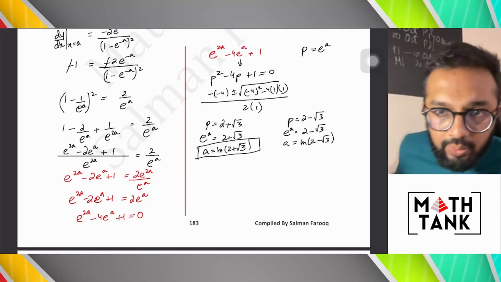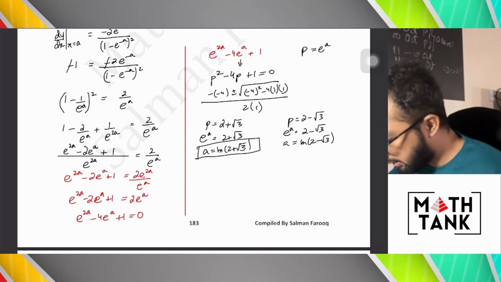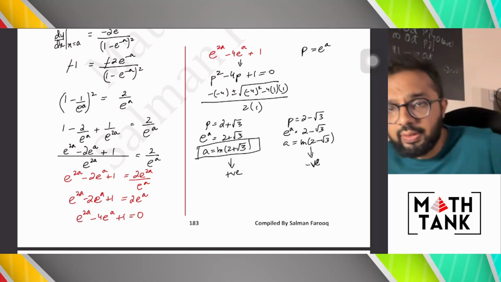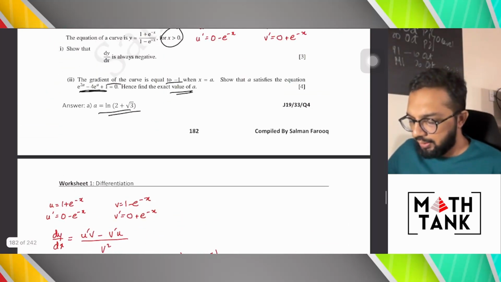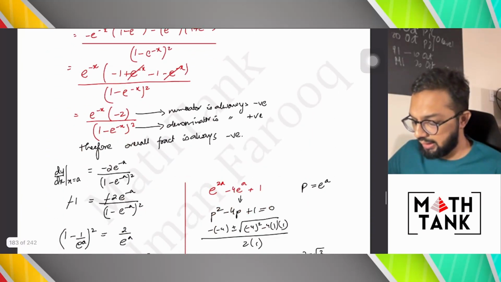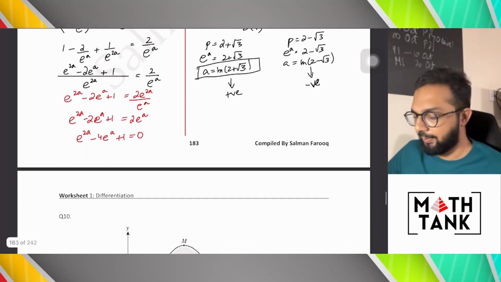Now, why is only one of these answers correct? Because when you calculate this, this is a positive answer and this is a negative answer. It's not that there's an ln and there can't be a negative answer. It's the restriction of the question where you see that x has to be greater than 0, since a is a value for x. Therefore, it has to be greater than 0, and that gives you the correct answer.